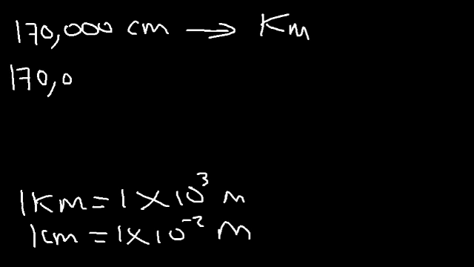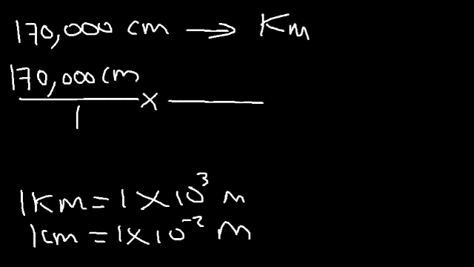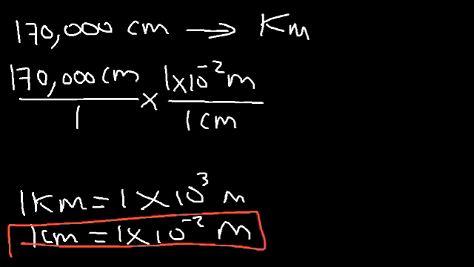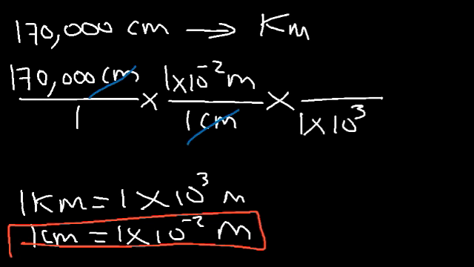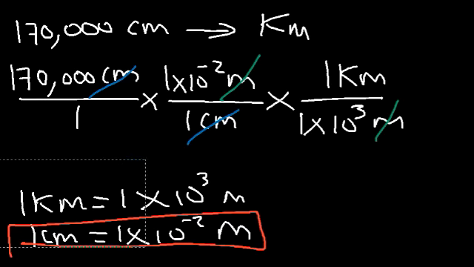So let's start with 170,000 centimeters over 1. Let's convert it to meters first. So the unit centimeters has to go on the bottom, and therefore the unit meters has to go on top, using this conversion factor. So the unit centimeters will cancel, and in the next step we can convert meters into kilometers. So we've got to put meters on the bottom and kilometers on top so that these units will cancel. At this point, we could do the math.